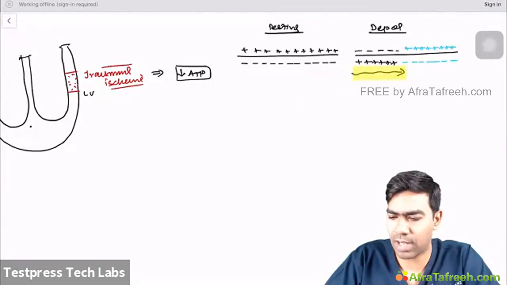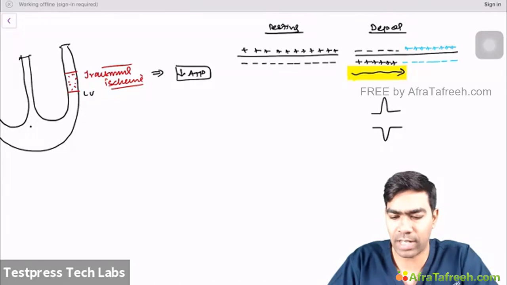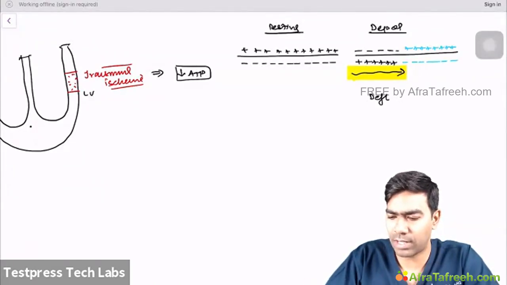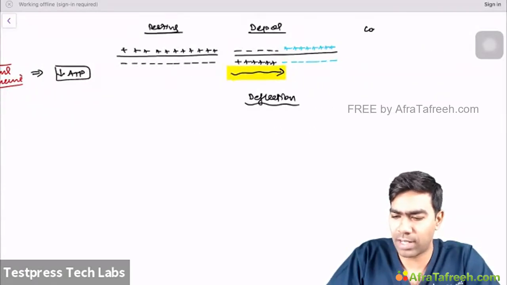You can see this is where the depolarization propagates, and during this time only you're going to get a deflection, maybe positive or maybe negative. I'm not telling that topology now. So this is where you're going to get a deflection in the leads. During the time of propagation only you're going to get a deflection. Suppose the depolarization is complete, let us assume completed depolarization, what will happen?